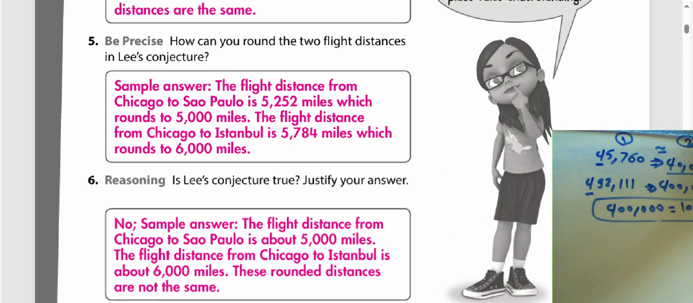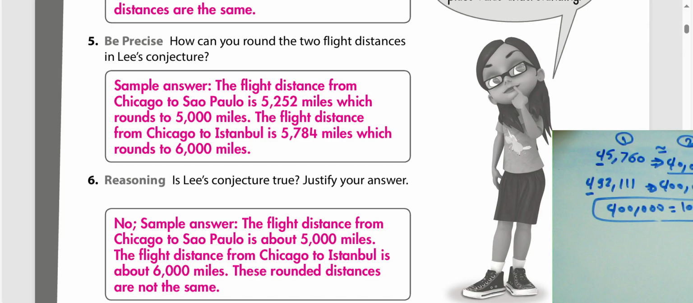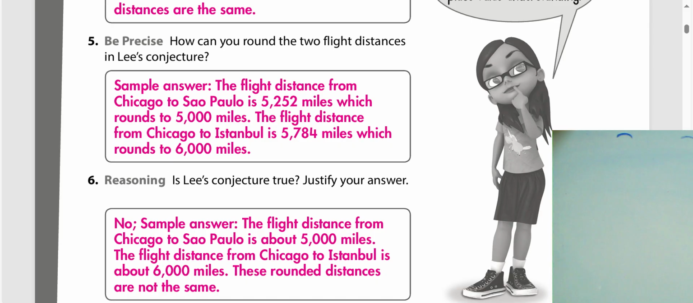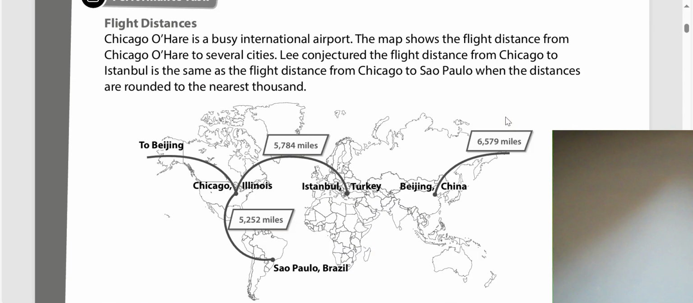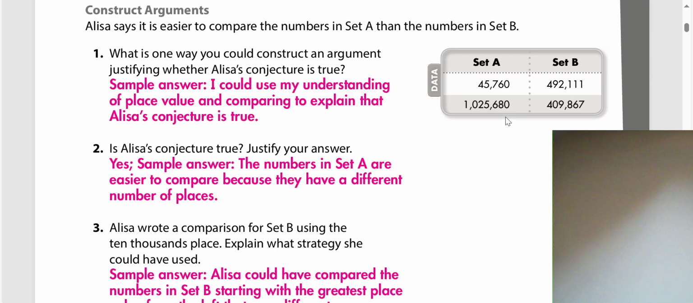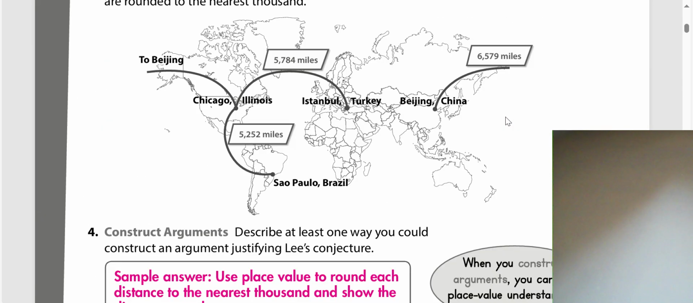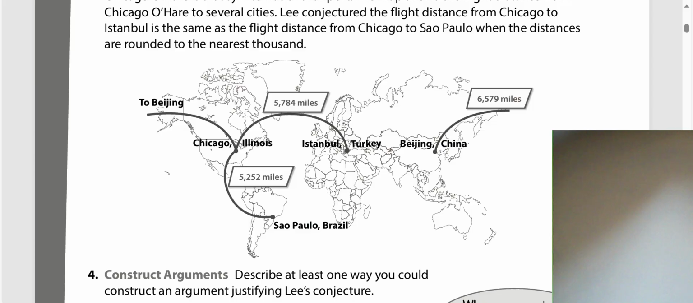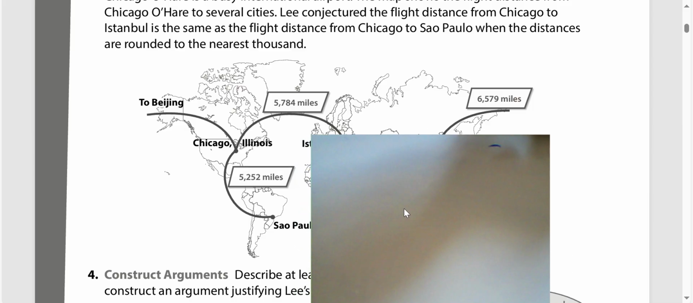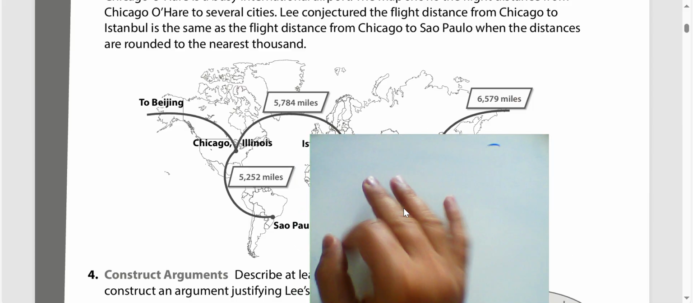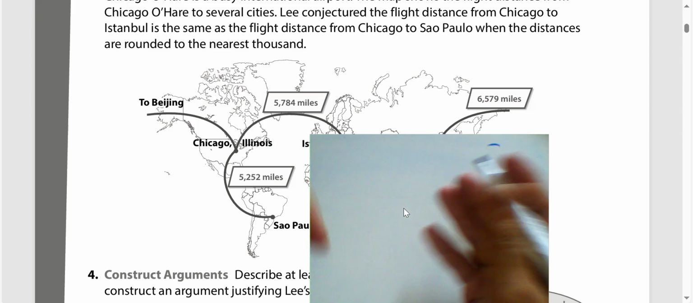The first number here is 5,252, and we can approximate this number to the nearest thousand. This number is in the table, don't worry. The table is on the last page, and the numbers there are approximated like this. Here is the map. These numbers we can approximate to the nearest thousand. I will write the three miles here and approximate each one.